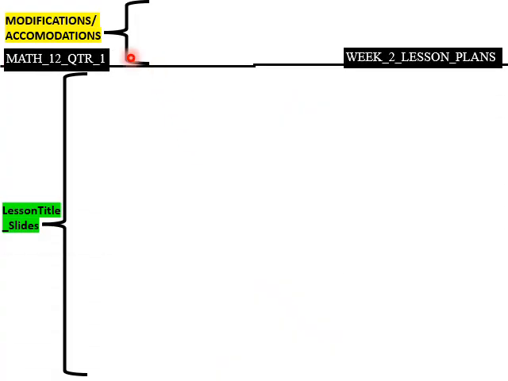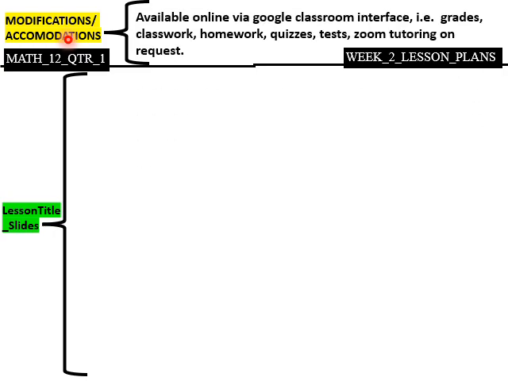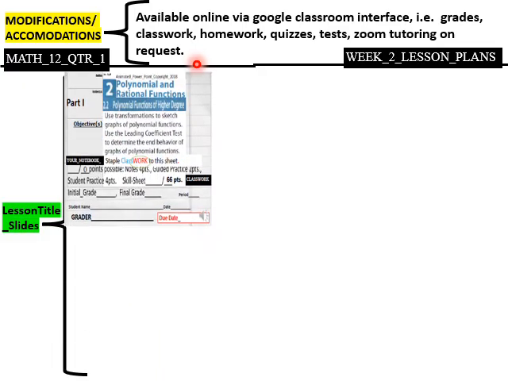And what we're going to cover for week 2, after we get modifications and accommodations, is available online via the Google Classroom interface. That is grades, classwork, homework, quizzes, tests, and Zoom tutoring on request. So Zoom tutoring is available. And we go in here to 2.2, polynomial functions of higher degree. So we get into higher degree polynomials.